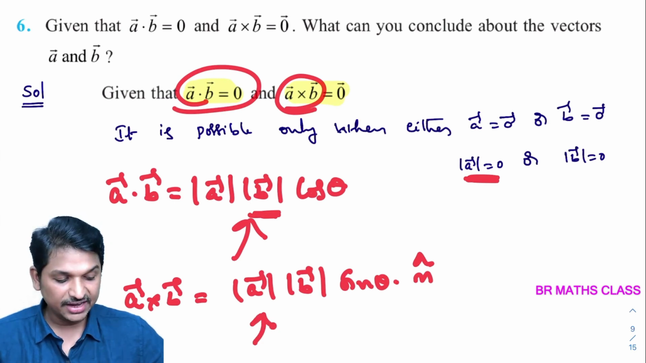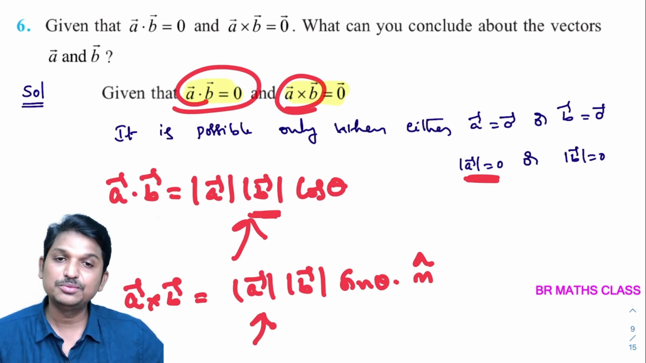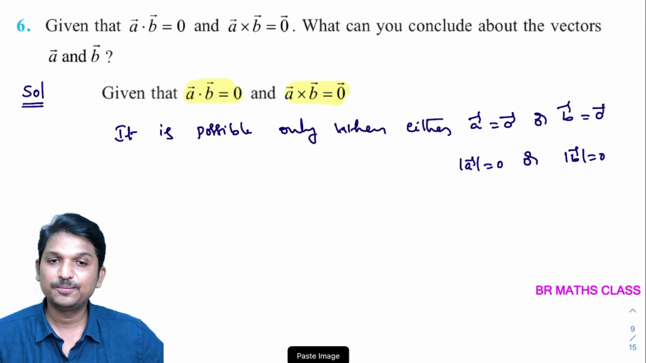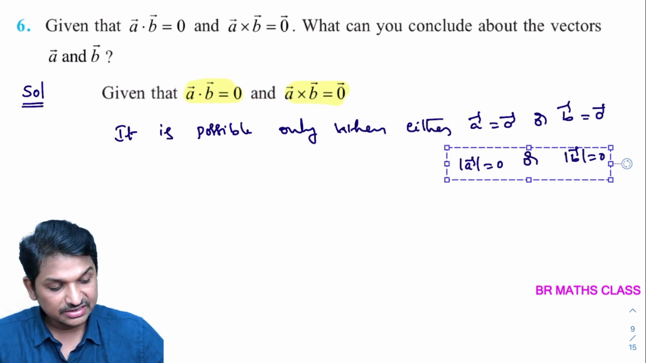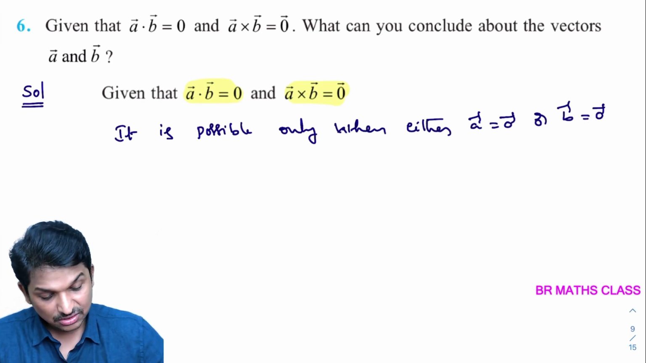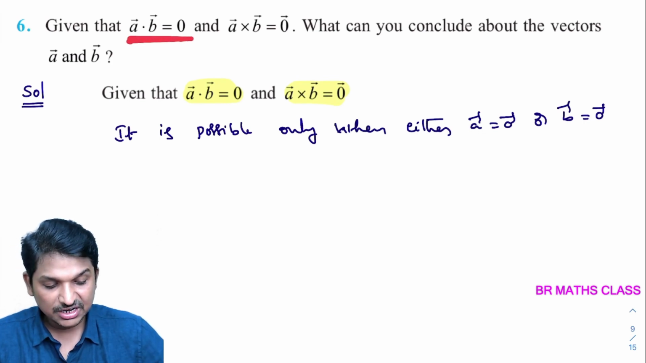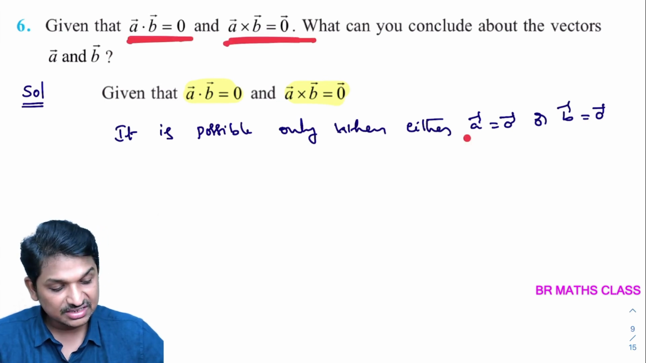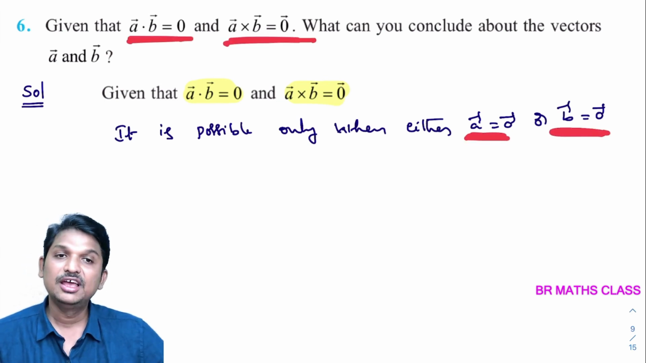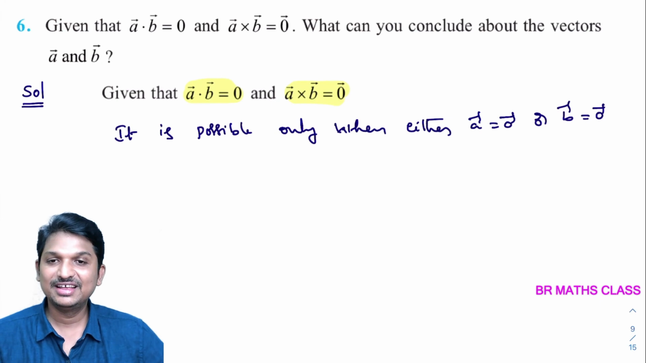If either magnitude of A bar is 0, this whole thing will become 0 bar. If magnitude of B bar is 0 bar, then also the whole thing will become 0 bar. I hope you are understanding, right? So the only possible chance, given that A bar dot B bar is 0 as well as A bar cross B bar is 0 bar, is that either A bar is 0 bar or B bar is 0 bar, right?